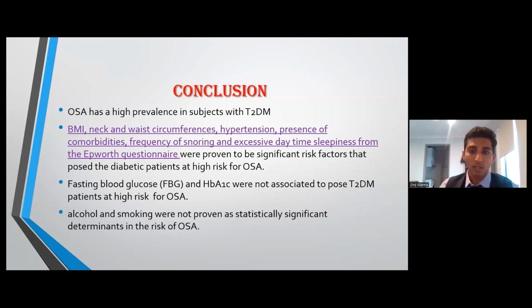Fasting blood glucose and HbA1c, interestingly and paradoxically, were not associated with type 2 diabetes patients at high risk of obstructive sleep apnea. But again, as I mentioned before, this is a bit contradicting, but this is just what we observed from the statistical analysis. Alcohol and smoking were another two factors from the history which were not associated in determining high risk of obstructive sleep apnea.